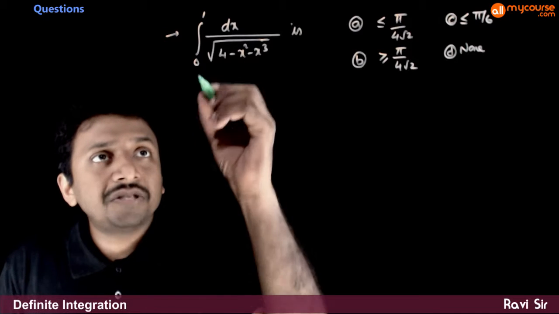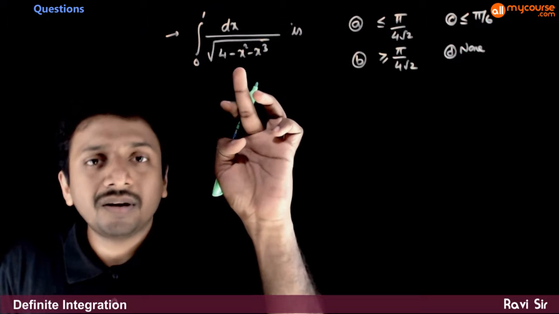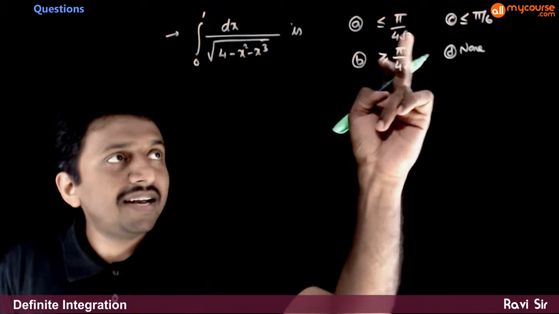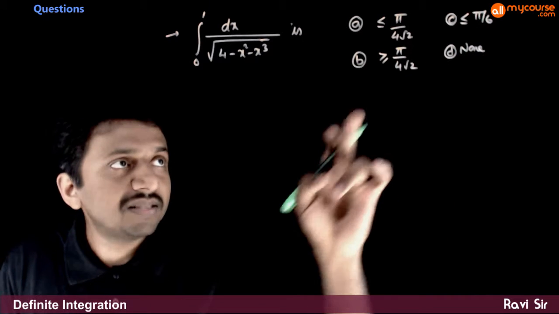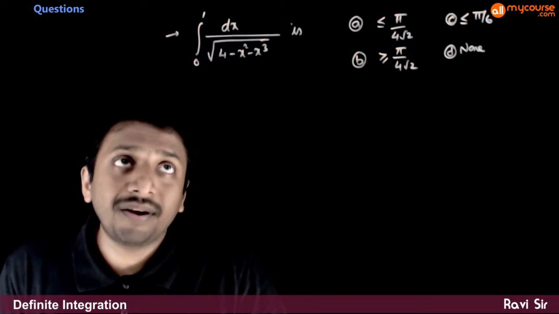In this question, you are asked to check whether the integration from 0 to 1 of dx by root of 4 minus x square minus x cube is less than or equal to pi by 4 root 2, less than or equal to pi by 6, greater than or equal to pi by 4 root 2, or none of this.